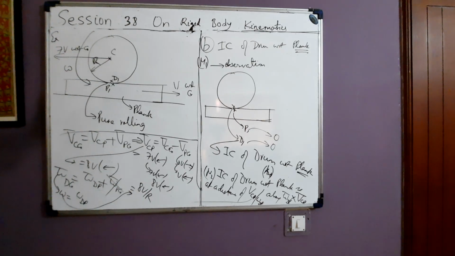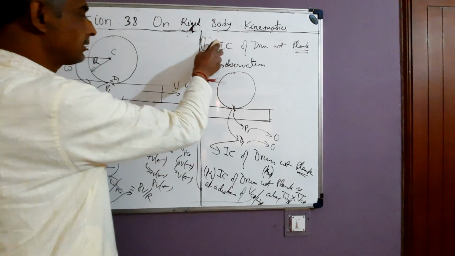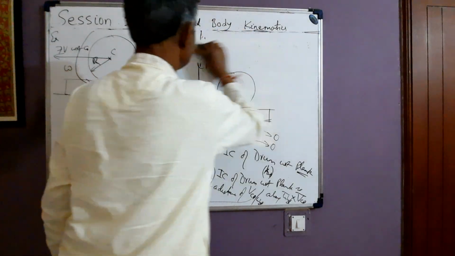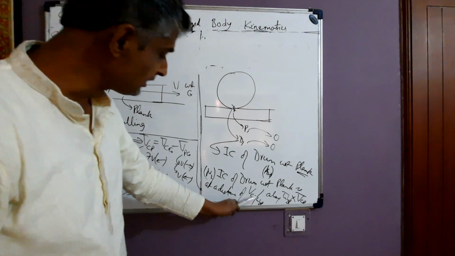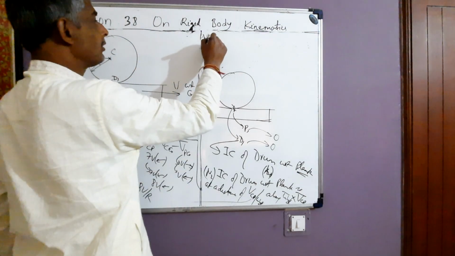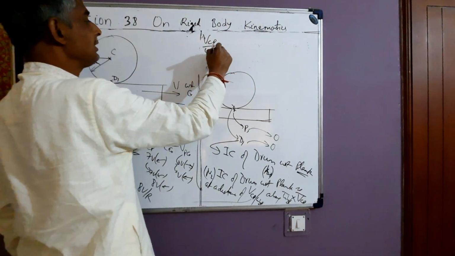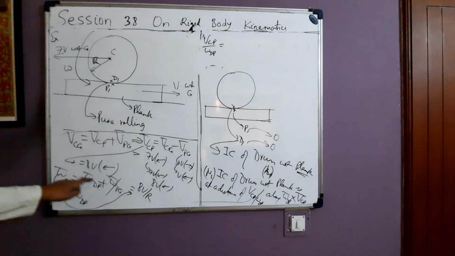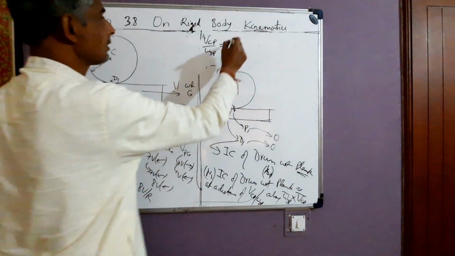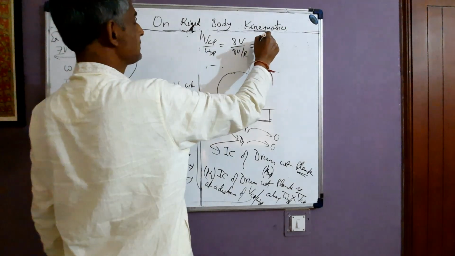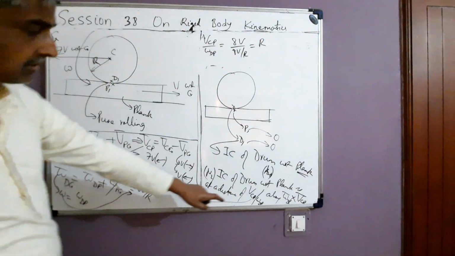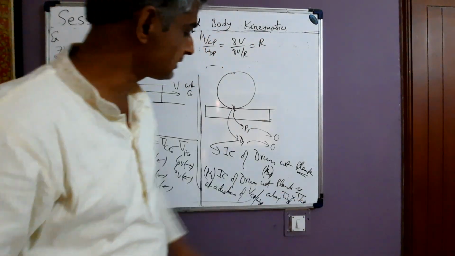I'll write here. So the IC of drum with respect to plank is at a distance of VCP by omega dp. Now VCP by omega dp becomes what? VCP is 8V. Omega dp is 8V by R. That is R. R distance along the direction of omega dp cross VCP.